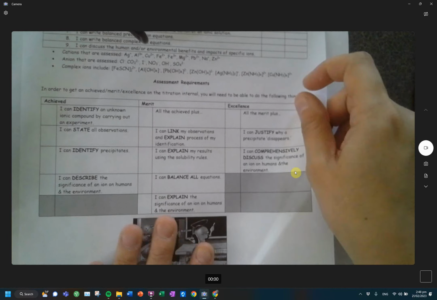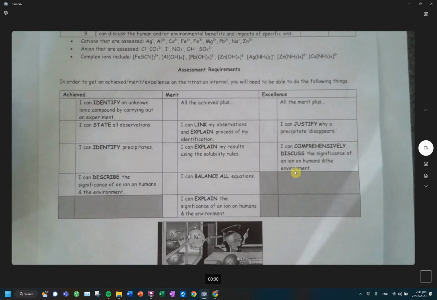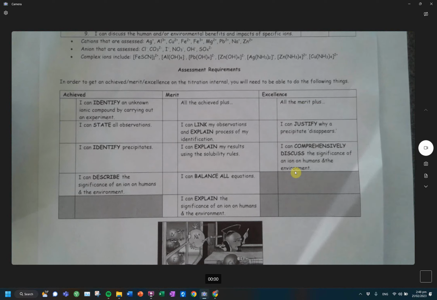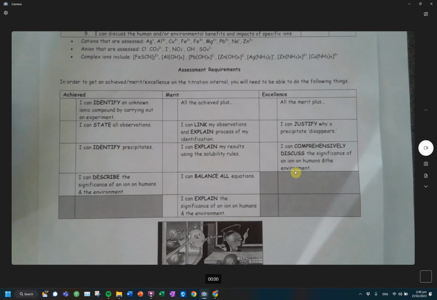So let's talk a little bit about the assessment while we're here, just so you are aware of what the Achieve, Merit, and Excellence look like. Achieve requirements include identifying the unknown ionic compound. You will do that using the flow chart and we will practice that heaps. The other thing you need to do is state all observations, which is why I wanted you to do that as a practical, so you get used to thinking about what do I see before, what do I see after. Identifying precipitates ties into that.